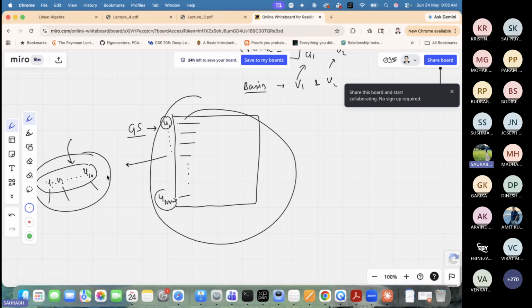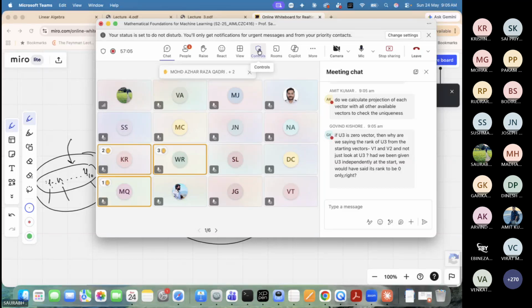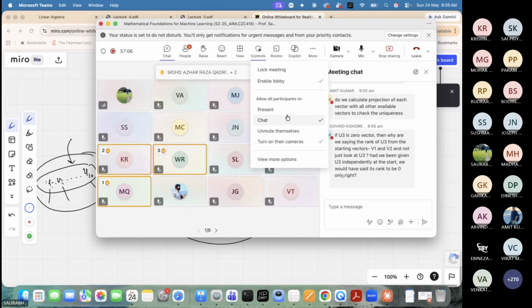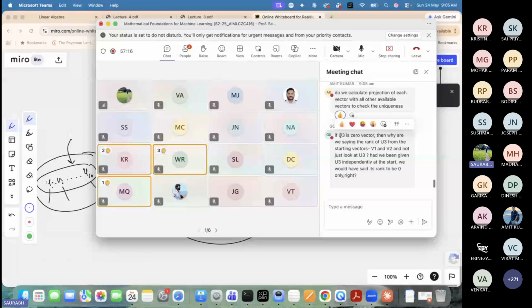But anyway, I'll open up to questions from all of you, and then we'll go into it. I'll just discuss it for 5 minutes, okay? Because we have to cover a lot of things today. Yes, that's right, Amit. Go ahead, whosoever is first.